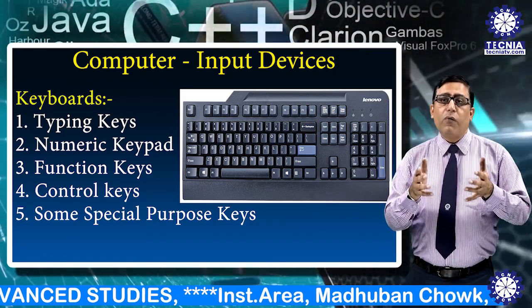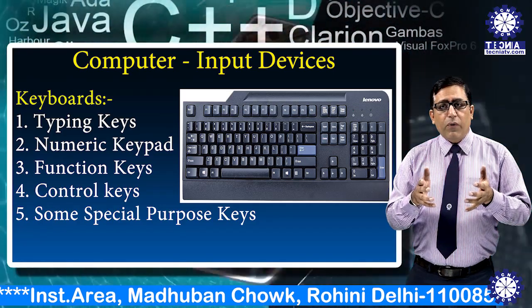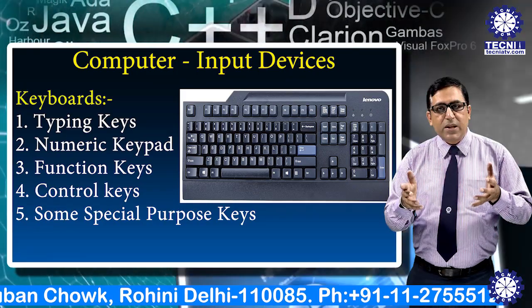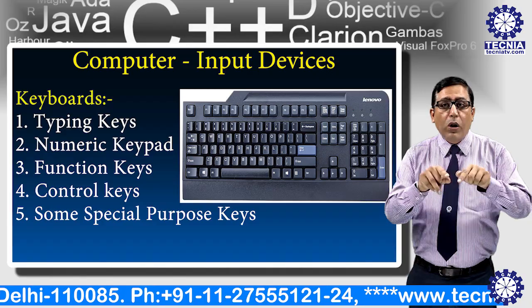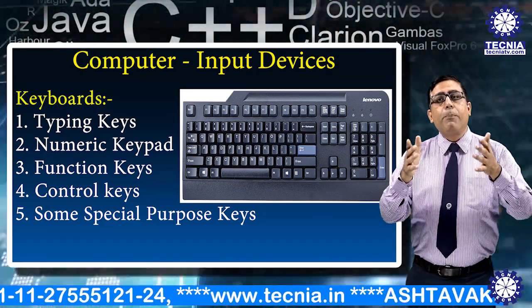Caps lock is used if we want to type all the characters in capital letters. Num lock is used to turn on the numeric keys. Space bar is used to give a space. Tab is used for tabbing, and print screen is used if we want to take the printout of the whole screen.